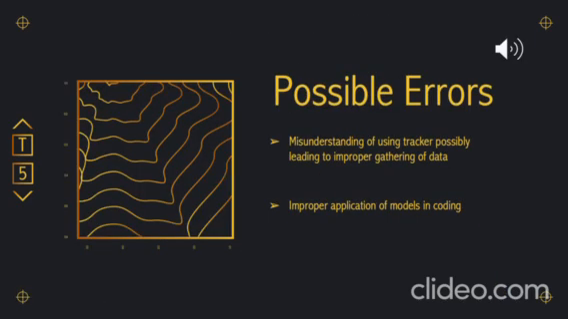There are many possible errors that could have been present. One could be the misunderstanding of Tracker use, which could possibly lead to improper gathering of data. Another possible error would be improper application of models and coding.